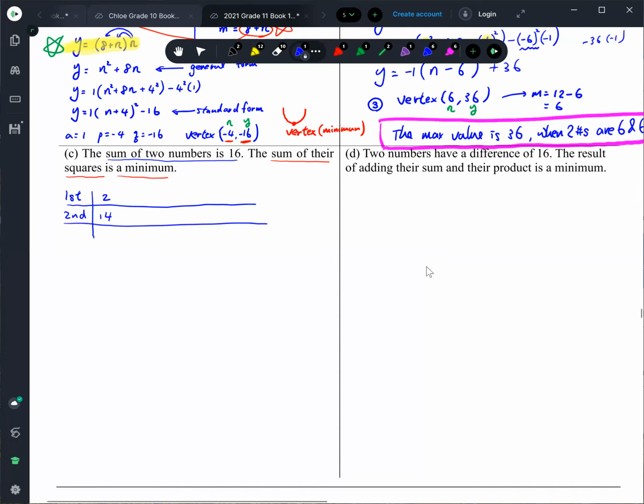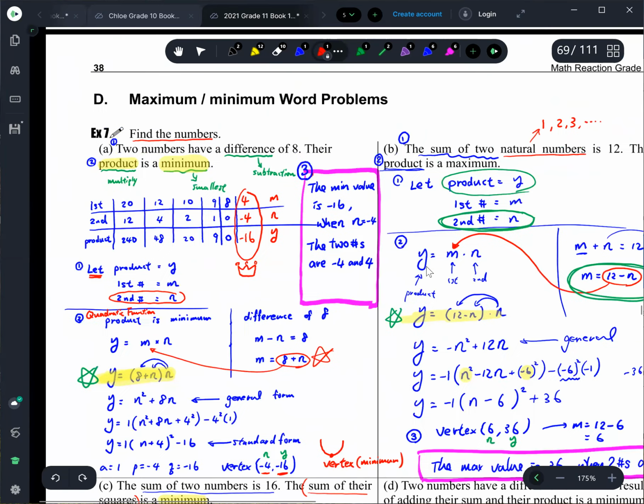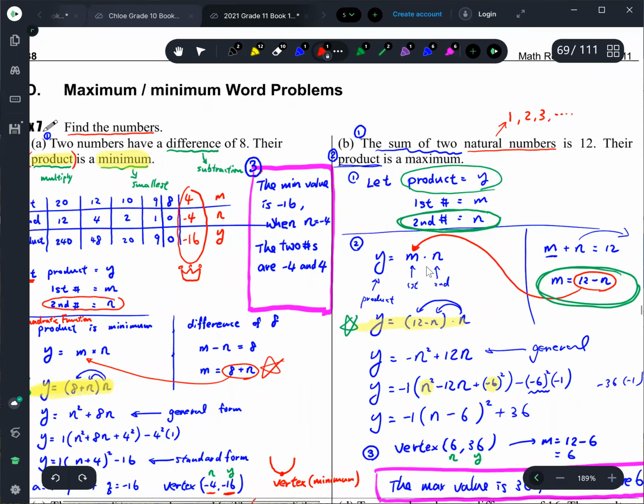And then the next part, the thing that you want to make minimum is the sum of their square. Look at the bracket I put around. You want to make the sum of their square to be minimum. Compared to the question before, like question A, the thing that you want to make minimum is only the product. Much shorter. Same with question B.